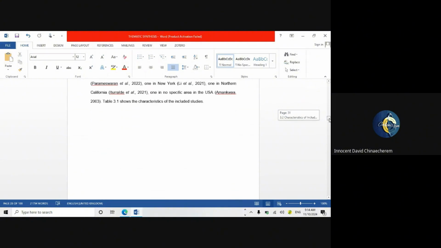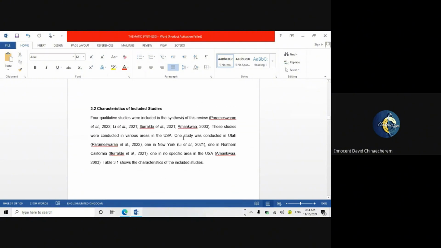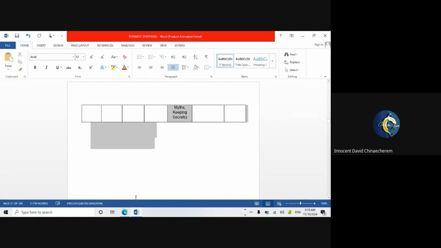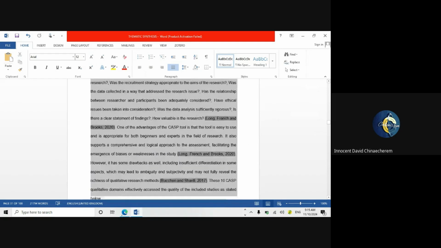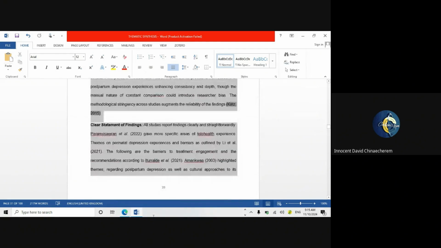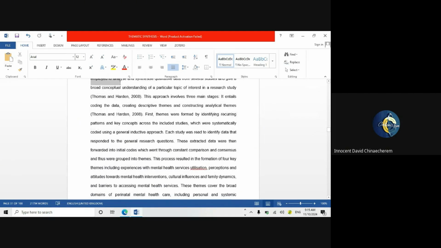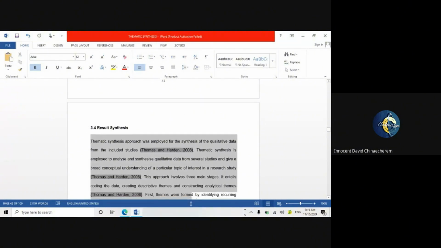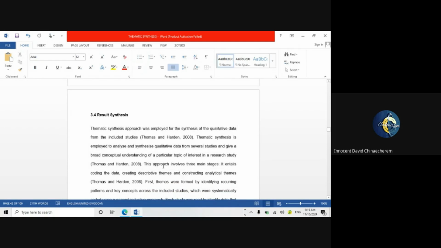In our results, we provided the criteria of the included studies, we have the table summarizing the findings, and we've done the methodological assessment. Going down, we now look at the thematic synthesis. The first thing we do in the thematic synthesis is start by explaining some of the stages. Remember, we talked about coding the data. We did mention that, if you can remember. Creating descriptive themes, we did mention that. And constructing the analytical themes.